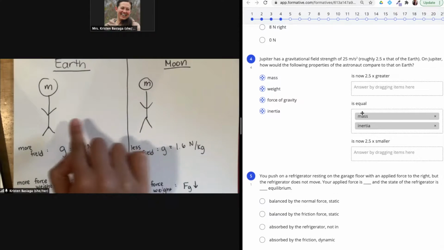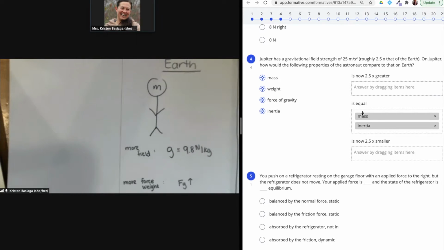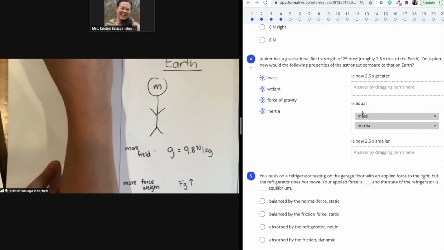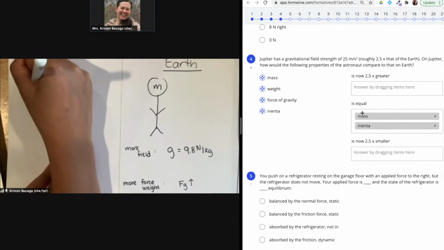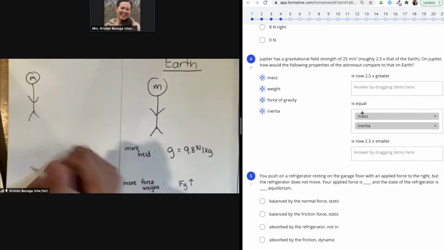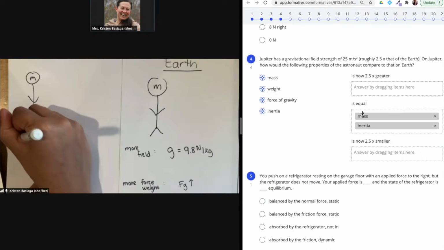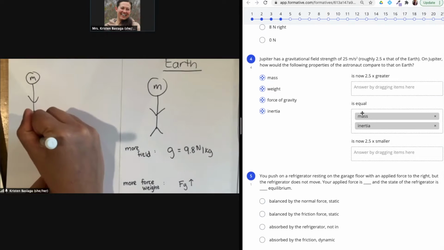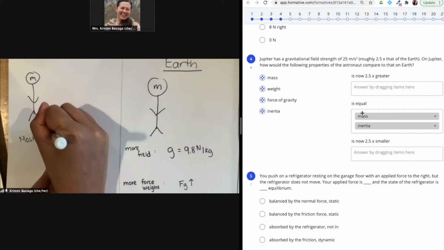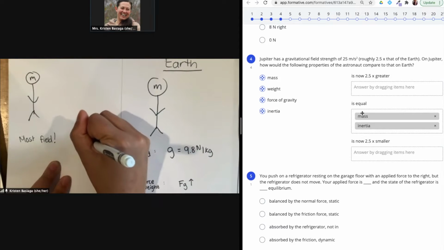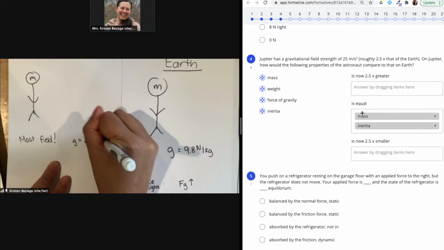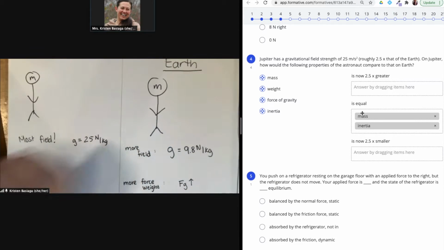But Jupiter is not like the Moon. Comparatively, Jupiter would take the same astronaut with their same mass and same inertia, but now gives them even the most field. Now the field is 25 newtons per kilogram. Don't worry about this meters per second squared unit. We will deal with that when we get to it.